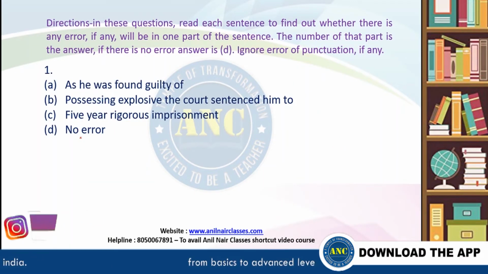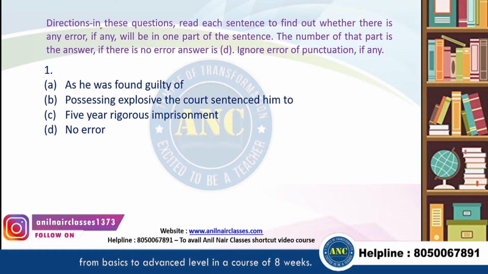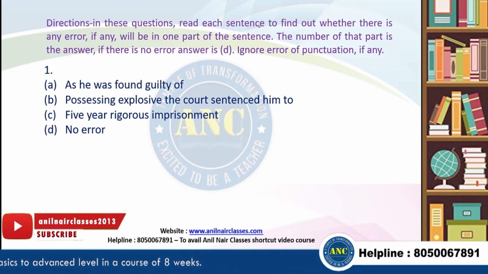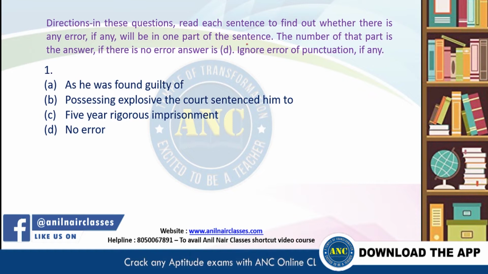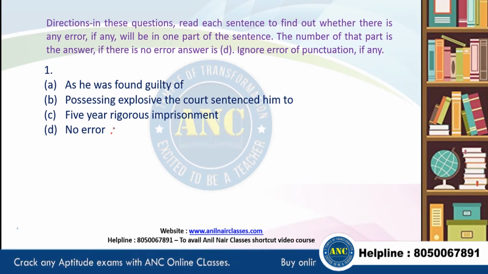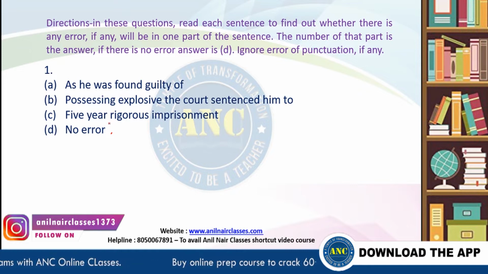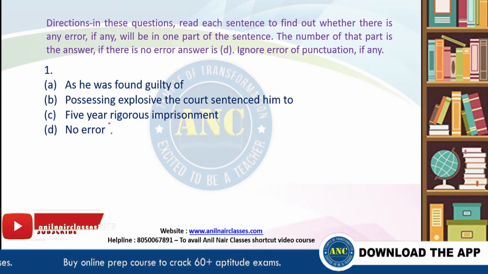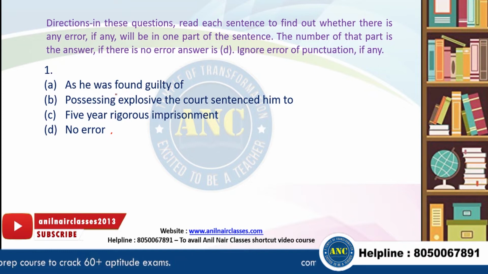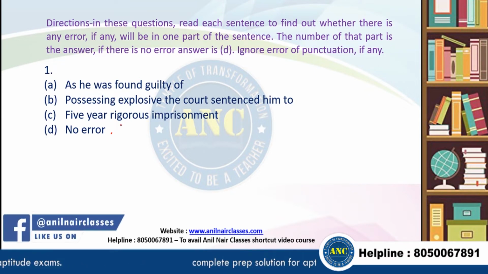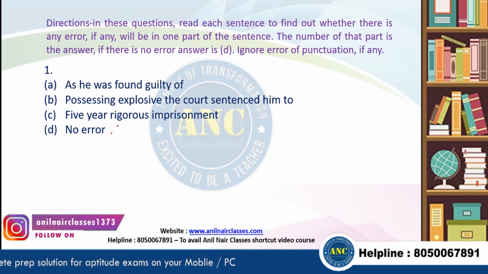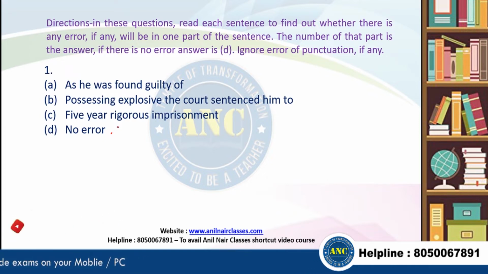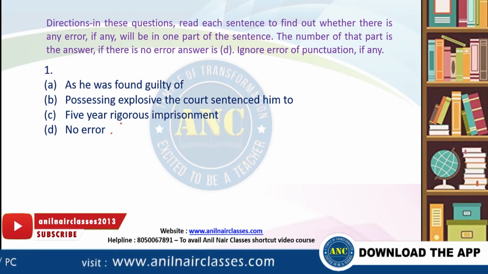Great. Now, read the directions very carefully. Directions in these questions: read each sentence to find out whether there is any error. If any, it will be in one part of the sentence. That means this one sentence is divided into four parts. If at all any error is there, it will be only in one part. So that means if your concepts are clear and if you are able to clearly name an error, then you can straight away select that answer and move ahead to the right answer. That you will be able to do only if you are sure about your concepts and you are able to name the errors. Clear? Then what it says: the number of that part is the answer.